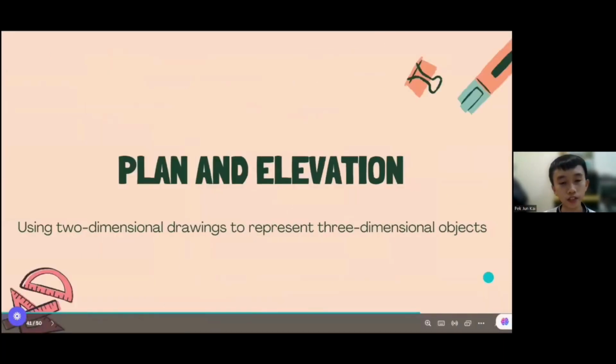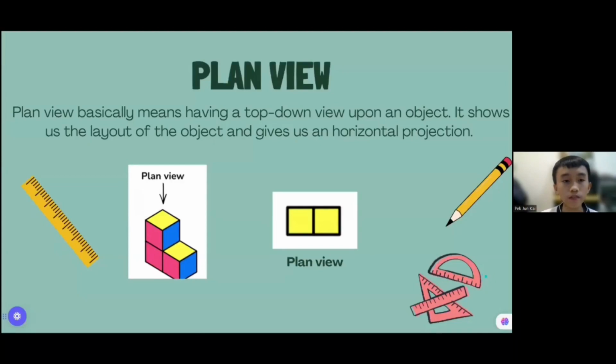Plan and elevation. So firstly, plan view. Plan view basically means having a top-down view of an object. It shows us the layout of the object and gives us a horizontal projection. As shown in the picture, the plan view will be 2 yellow boxes.